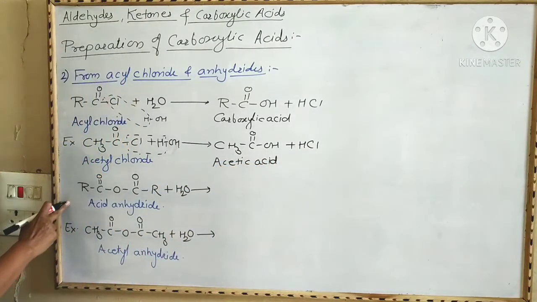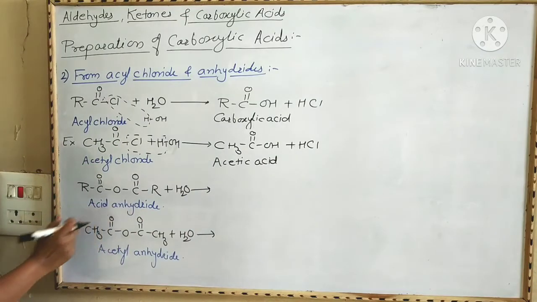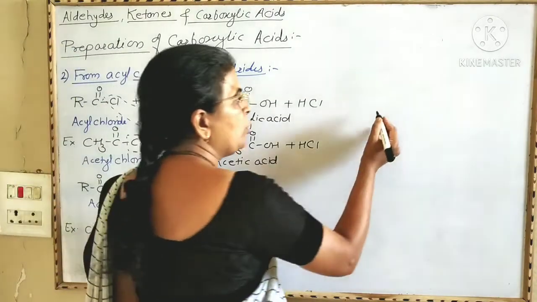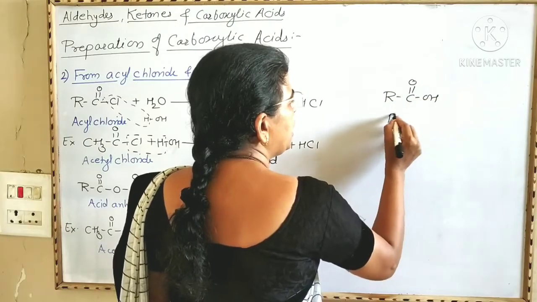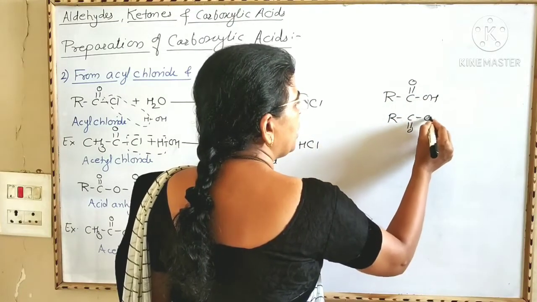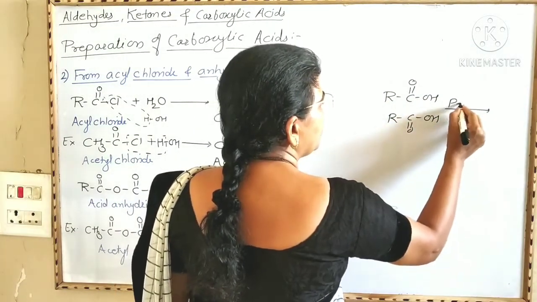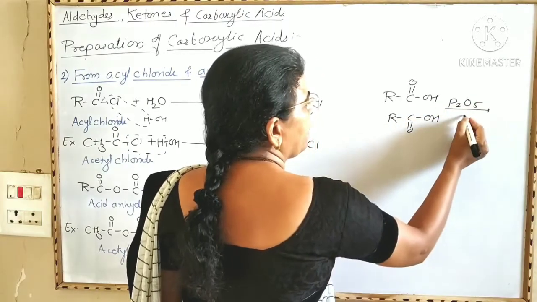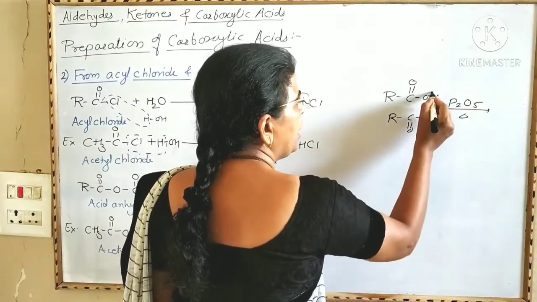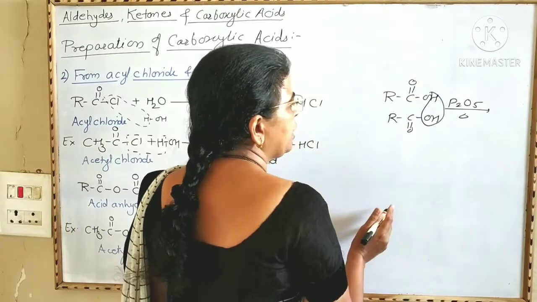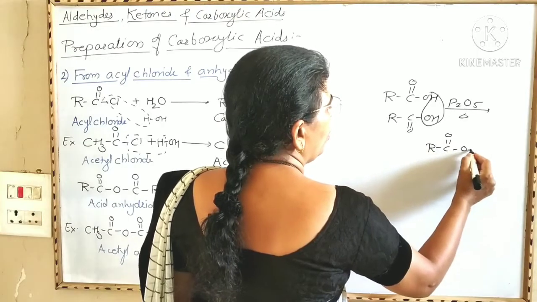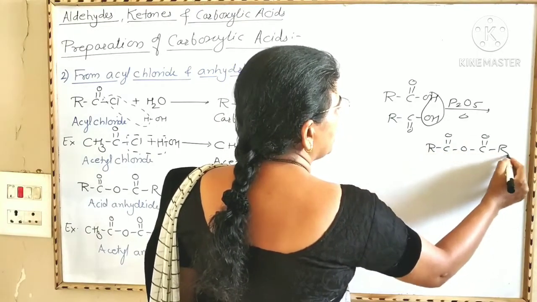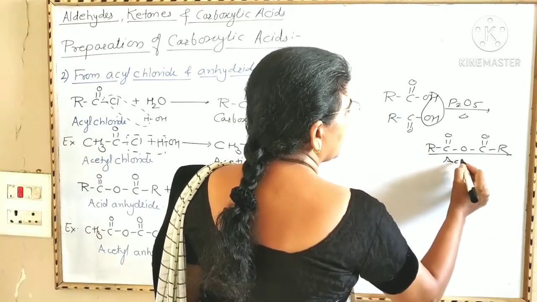Now we are going to see the second reaction, from acid anhydride. Acid anhydride is formed by the reaction between two carboxylic acids. That is, when one carboxylic acid is treated with another carboxylic acid in the presence of phosphorus pentoxide, intermolecular dehydration takes place. That is, H2O is removed to form RC=O-O-C=OR. This is acid anhydride.